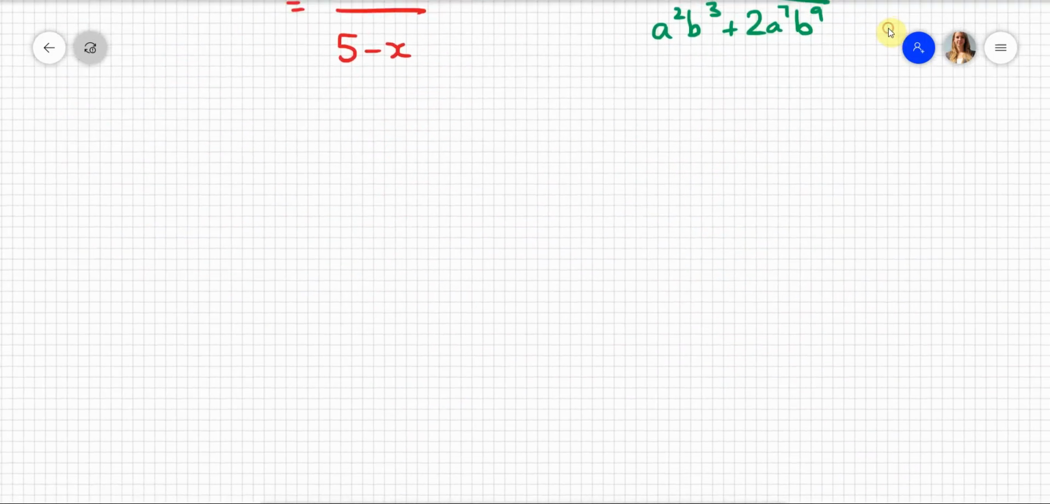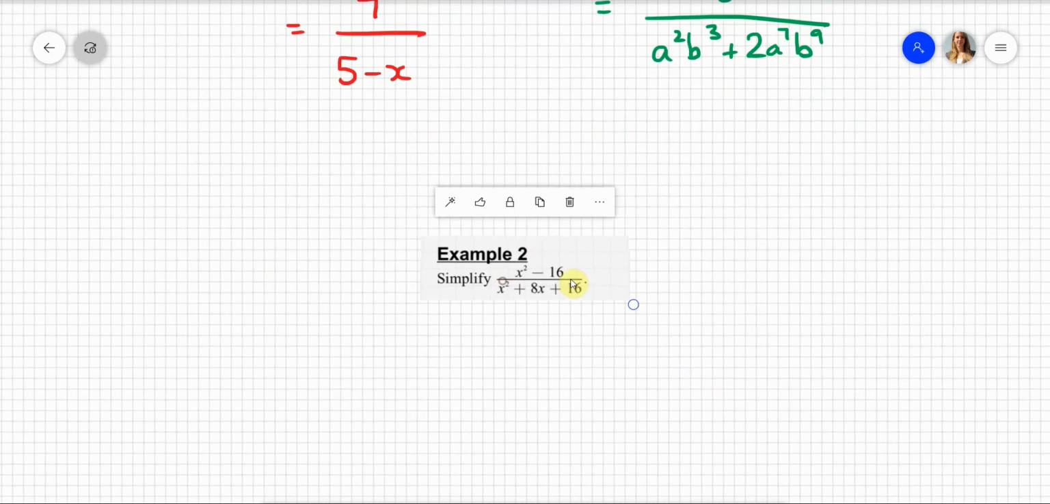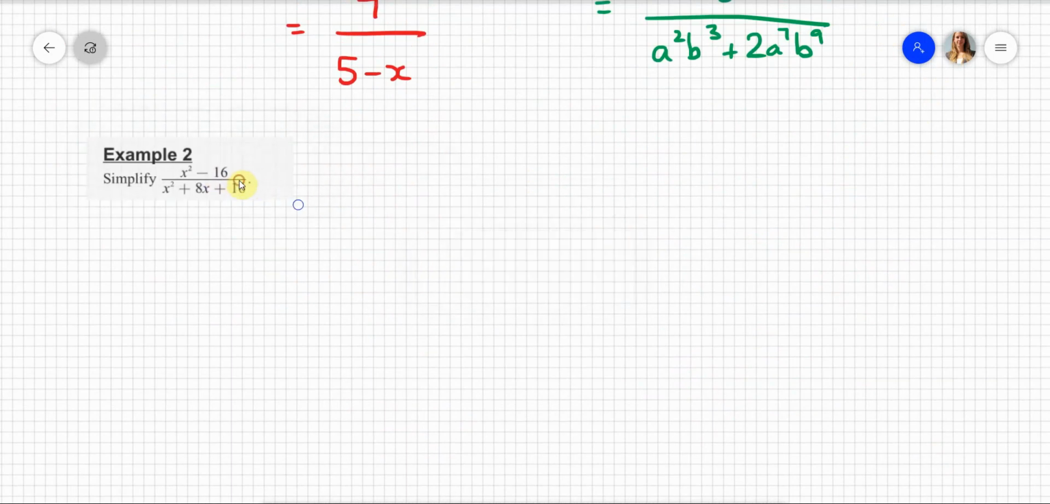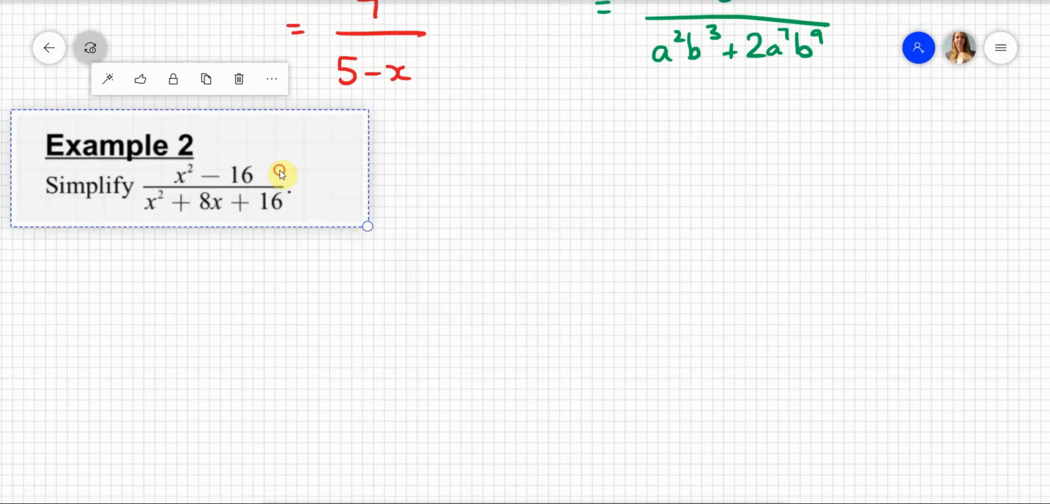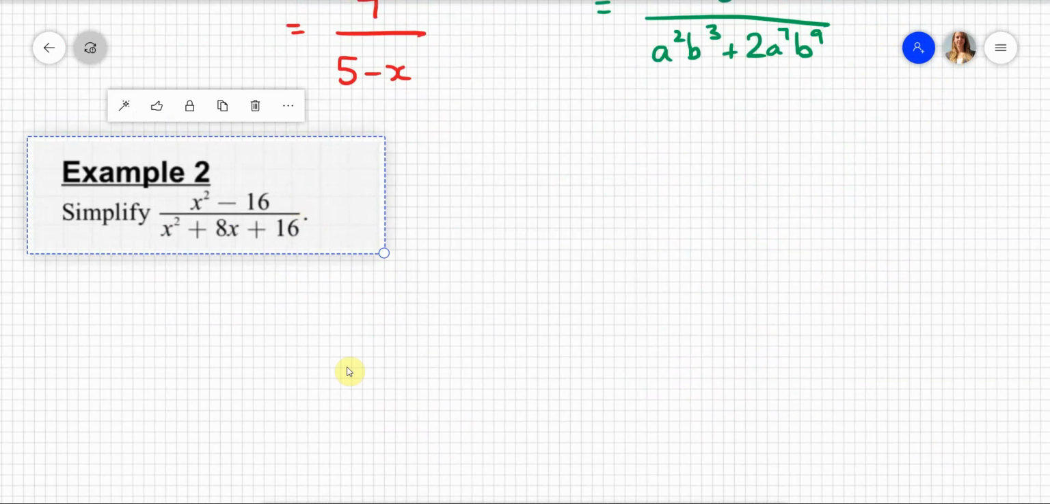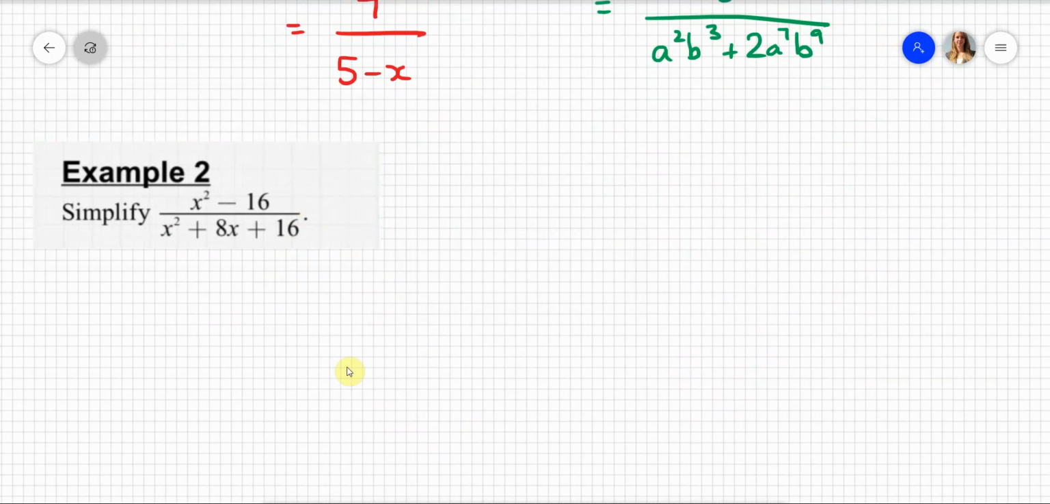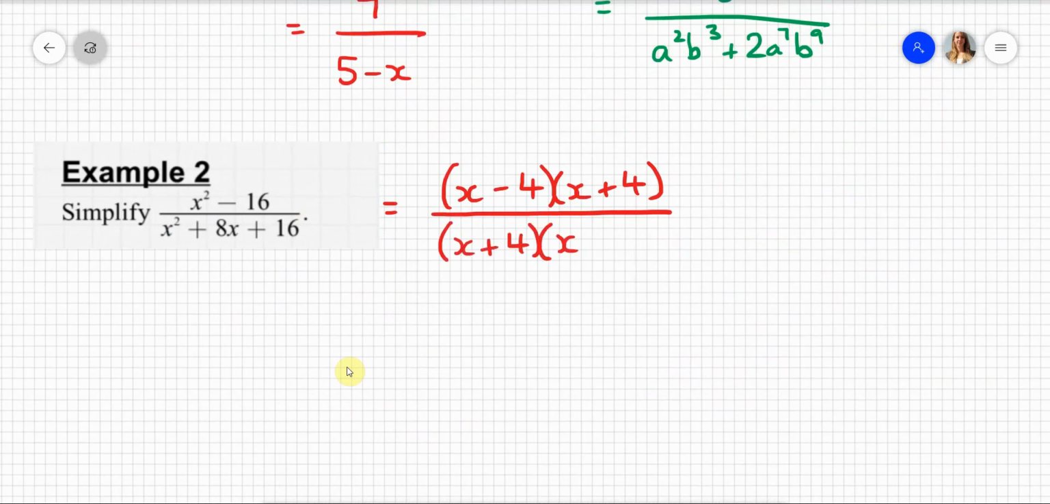Another example on simplifying algebraic fractions is where we have quadratics in the numerator and or the denominator. So for this one, what we want to do first is we want to factorise these quadratics to see if they have any factors in common. So the top can be factorised into x minus 4, x plus 4, because it's a difference of 2 squares. And the denominator can be factorised into x plus 4, x plus 4.